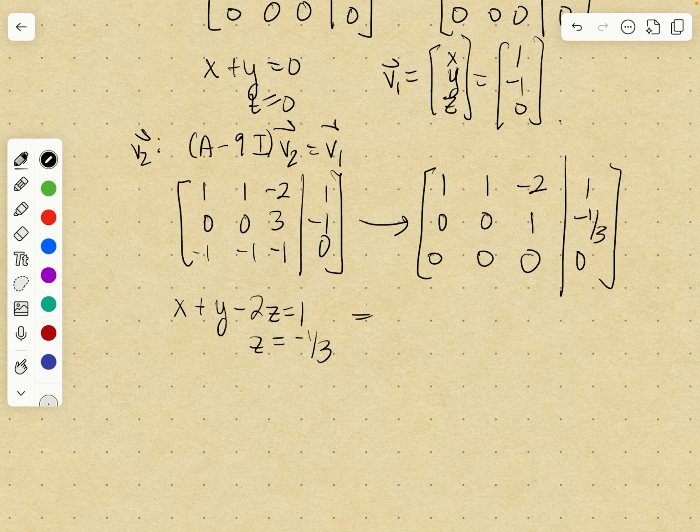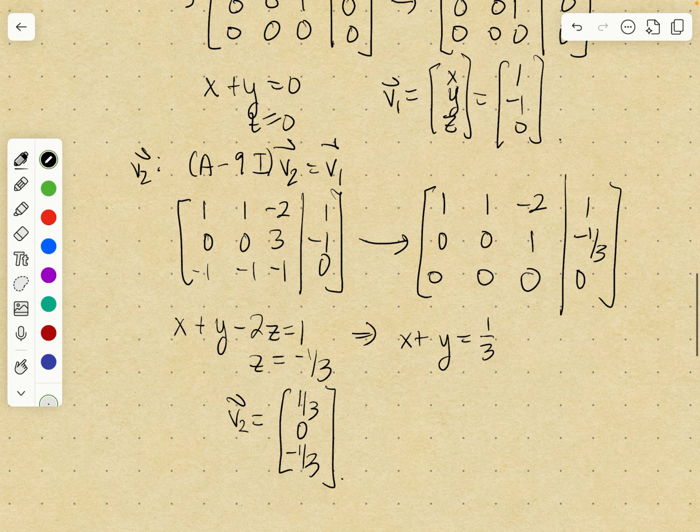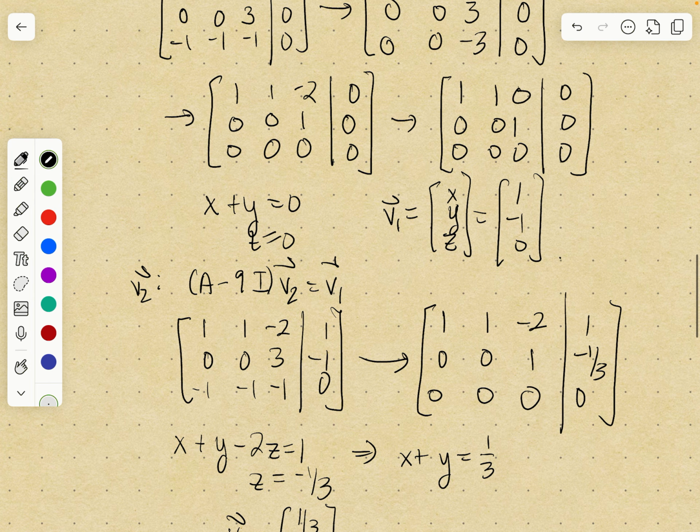And so we get that x plus y is 1/3. And so one possibility would be to take v2 to be 1/3, 0, negative 1/3. That would be a possible v2. Now, this has fractions in it, which you don't want to deal with.